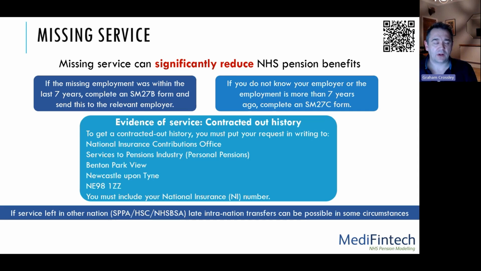There are also people, and we had a few questions actually on this, of people who have moved between the different nations. So in Scotland, their NHS pension is actually the SPPA scheme. In Northern Ireland, it's HSC, and in England and Wales, it's the NHS BSA.